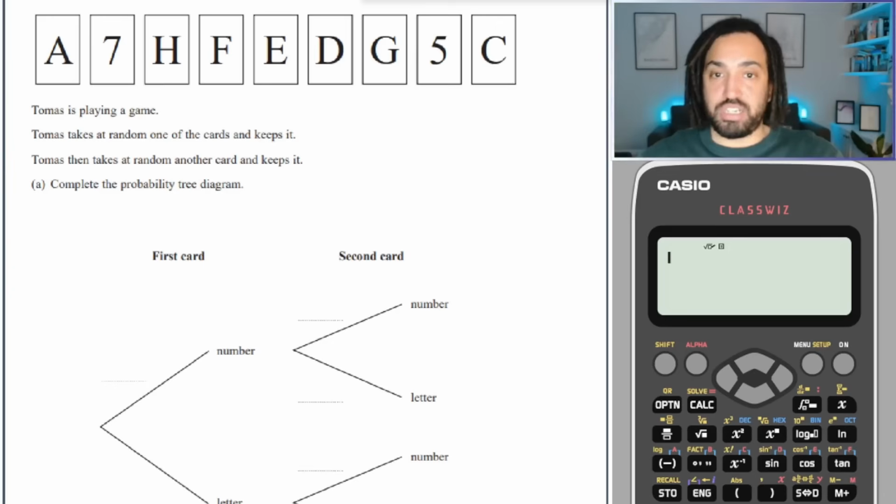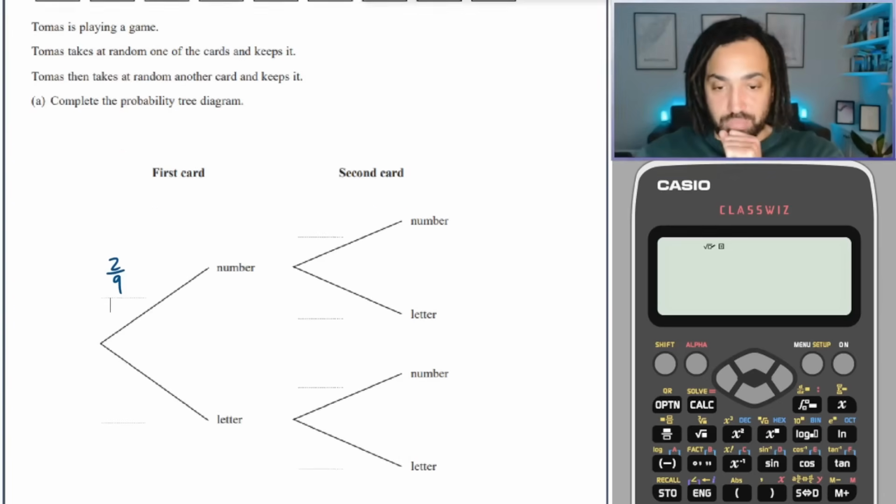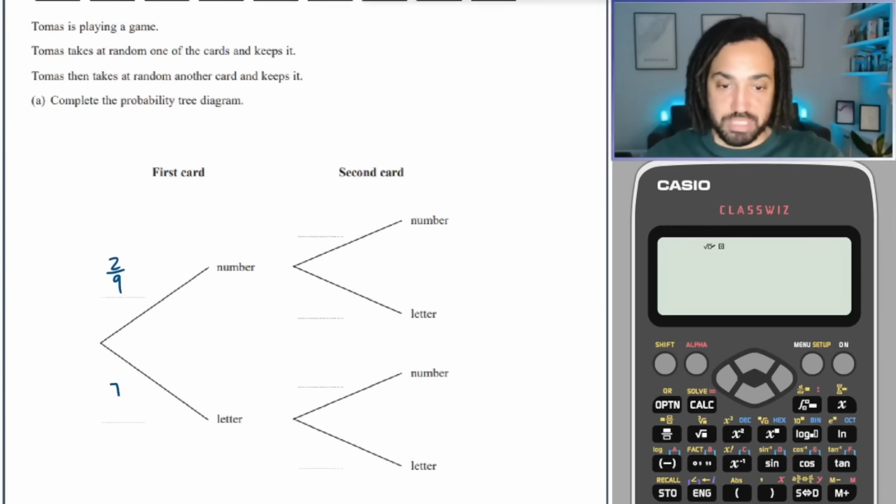First card is a number. Well, how many numbers are there? 1, 2. That's it. So it's 2 out of 9. Excuse me, how many letters are there? Well, that must be 7 out of 9.